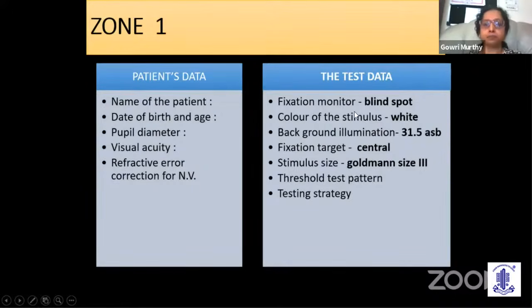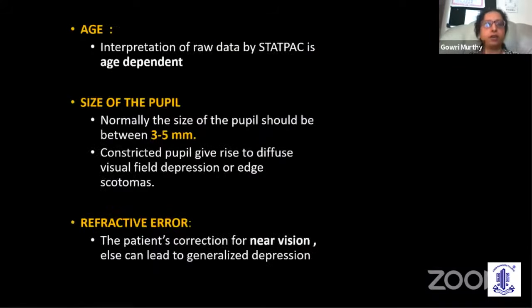The test data tells you what test is being done, what strategy is used, the stimulus size which is used, and other factors such as the fixation monitor being used. The age is important because the interpretation of the raw data by the StatPac is age dependent. Also, the size of the pupil is automatically measured by some Humphrey perimeters. Otherwise, you have to enter it. A constricted or a dilated pupil can give rise to certain visual field defects which could be confused. Refractive error should be corrected for near vision, else it can lead on to generalized depression.